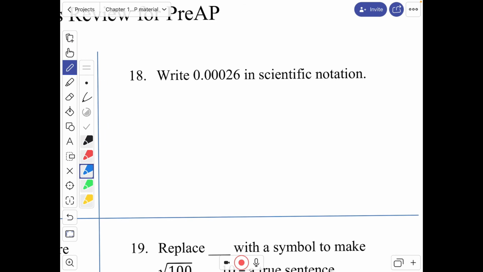Number 18, write 0.00026 in scientific notation. For scientific notation, we want the decimal right behind the very first significant number. So it's going to be behind the 2. So 2.6 times 10. And then how many times did I move the decimal? 4 times. And if this number is less than 1, it's a negative exponent.